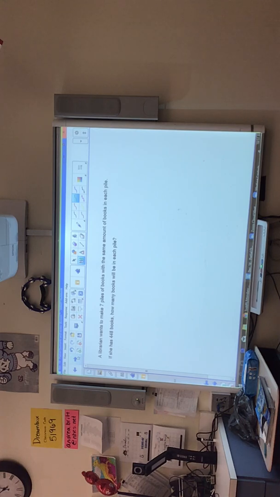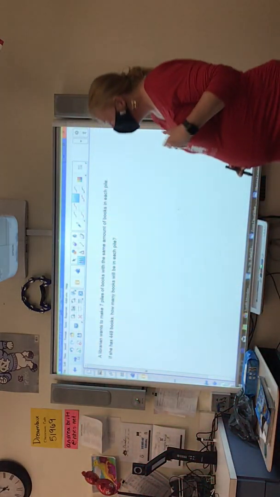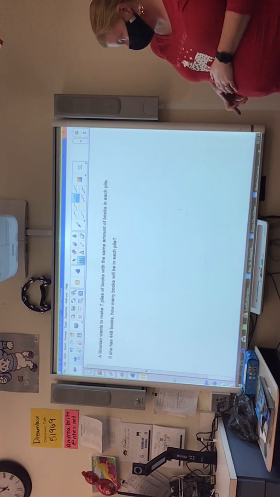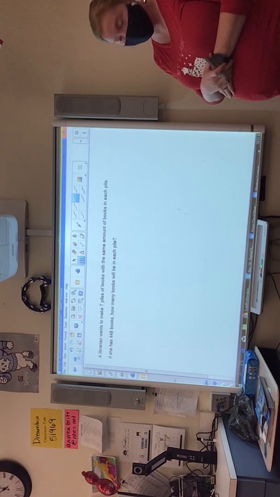A librarian wants to make 7 piles of books with the same amount of books in each pile. If she has 448 books, how many books will be in each pile? Caden, help me out. What am I going to do?